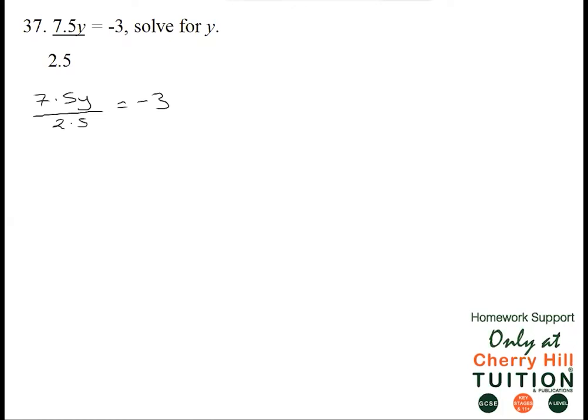So let's start by eliminating this 2.5 in order to eliminate any fractions. So right now we are dividing by 2.5. So in order to get rid of this 2.5, we need to multiply both sides by 2.5.